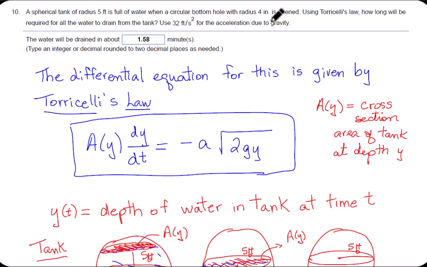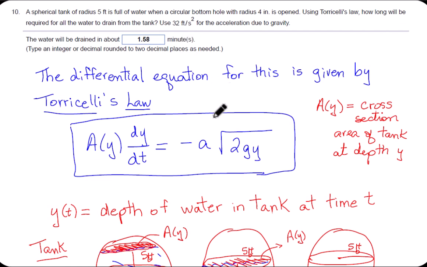All right, so the question is this: using Torricelli's law, how long will it take for the water to drain from the tank? Acceleration of gravity is here 32 feet per second squared. The question is, how long in minutes? Notice I've got to worry about units here, because I've got feet on the tank, inches there, feet here, and gravity in seconds, and the answer in minutes.